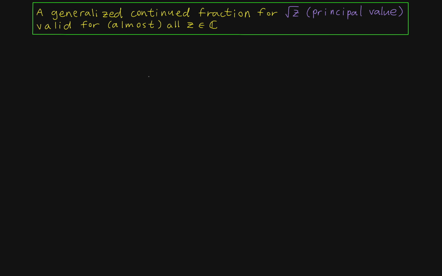So today I'm going to show you how to find a generalized continued fraction for the square root of z, specifically the principal value, and it's valid for almost all complex numbers z.